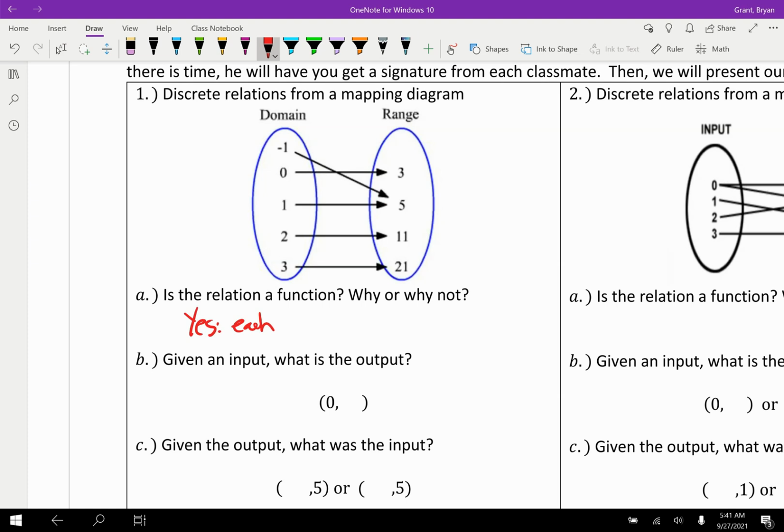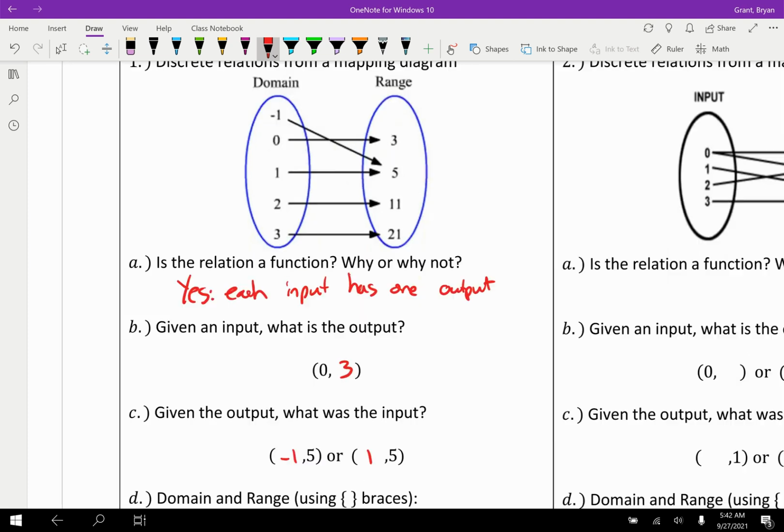Each input, I guess. And notice I knew the inputs because this is the domain. So each input has 1 output. Perfect. Given an input, what's the output? Well, an input of 0 gives us an output of 3. Given the output, what was the input? Well, if you have an output of 5, there are two possible inputs, negative 1 and 1, but it's okay working backwards. There is a definition that tells us that if you work backwards and you only have an individual x for every y, then that's known as a one-to-one function, but you don't need that for this year.